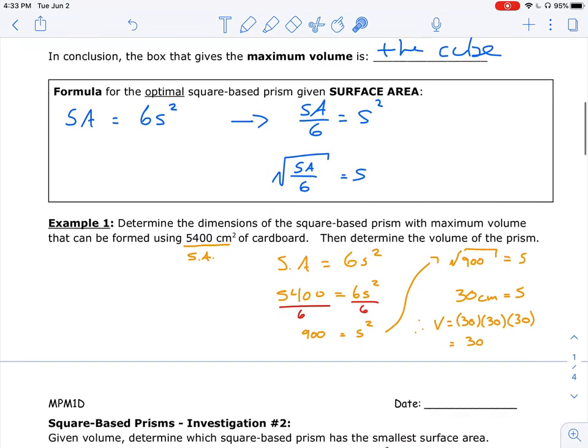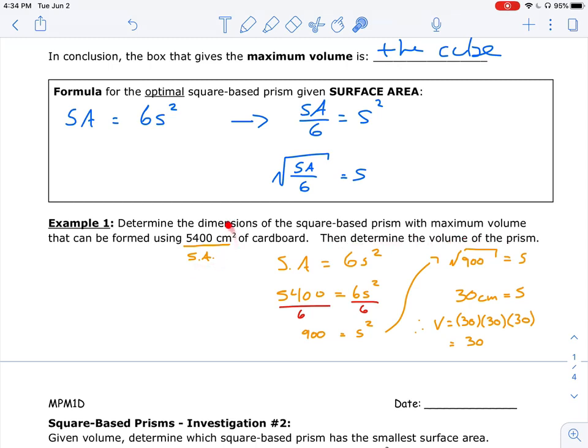So a couple examples here. Determine the dimensions of the square-based prism with maximum volume that can be formed using 5,400 centimeters squared of cardboard. Then determine the volume of the prism.